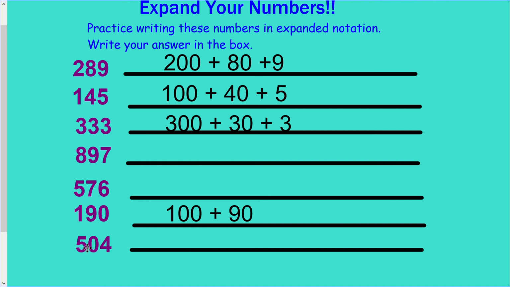504, the value of the 5 is 500. What about the tens place? There's a 0. What's the value of the 0? It's 0. Do I really have to put it there? No, and you won't see it there, right? People will leave that part out. So 500 plus 4 is how you would do that expanded notation for that number.